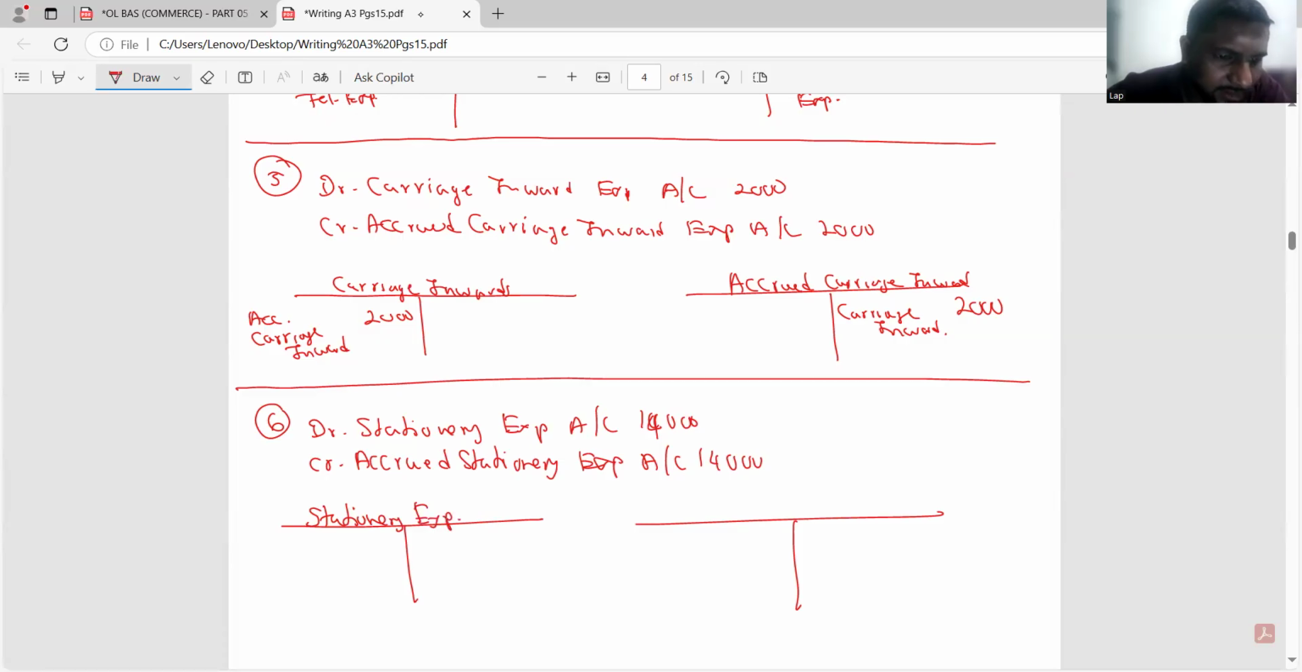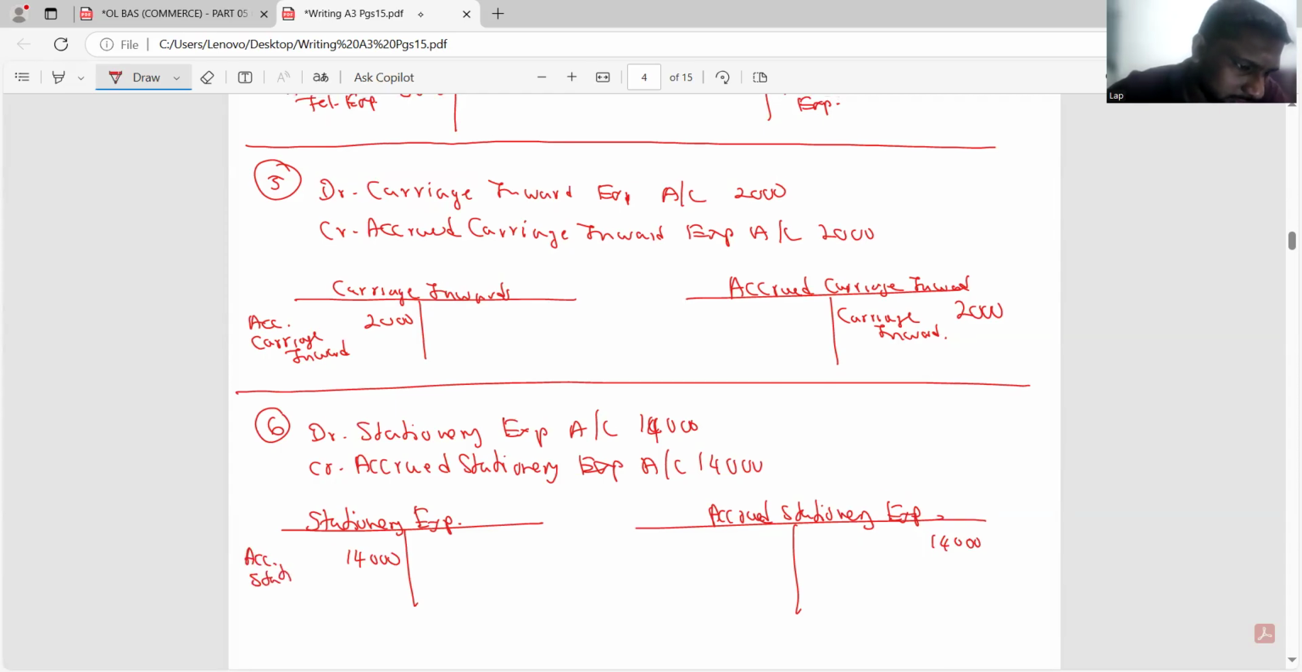Stationery expense, accrued stationery expense, 14,000, 14,000. Increase the expense, increase the liability.